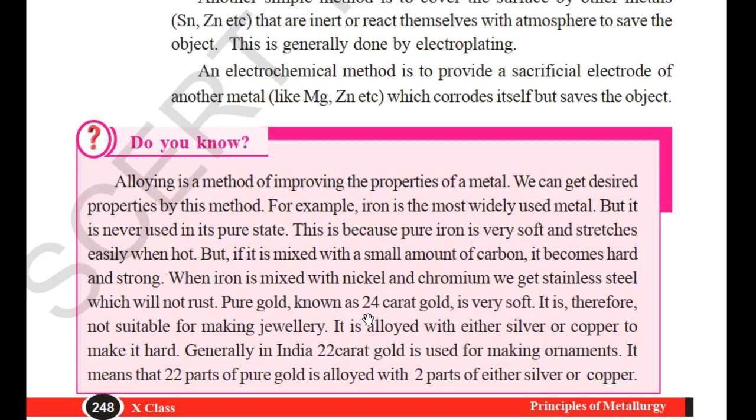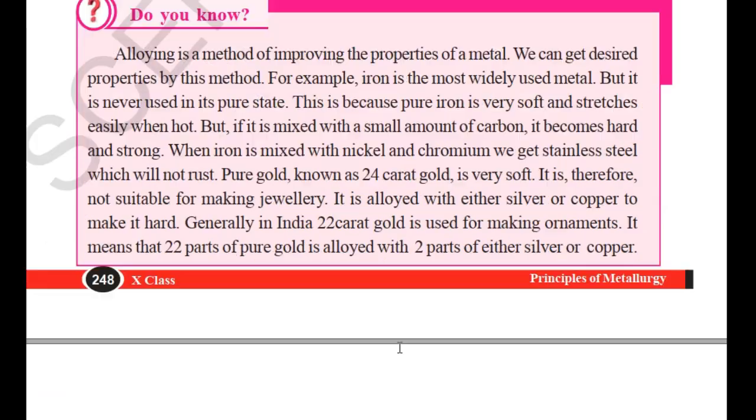Pure gold is 24 carat, which is very soft, so it is not suitable for making jewelry. That is the reason they add either silver or copper to make the gold hard for jewelry. Generally in India we have 22 carat gold, which is used to make ornaments. It means that 22 parts of pure gold are alloyed with 2 parts. Total 24, so 2 parts are alloy and 22 parts are gold.